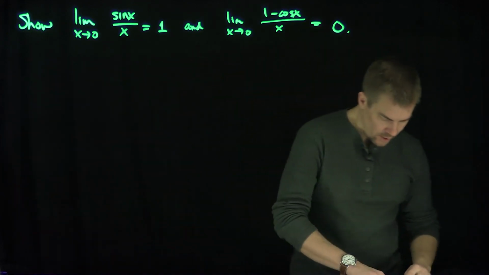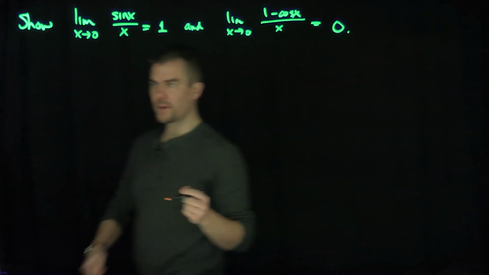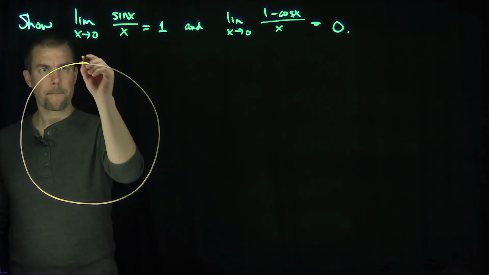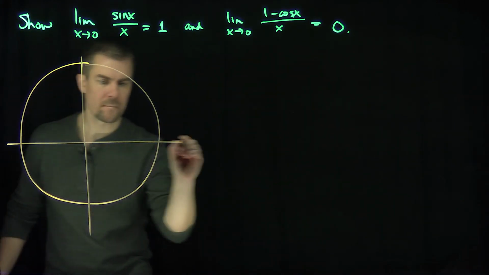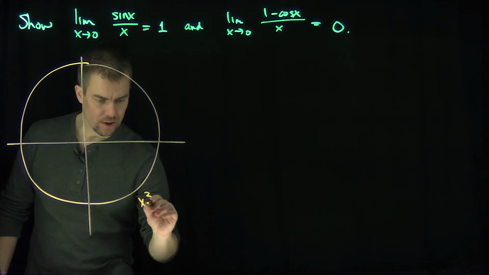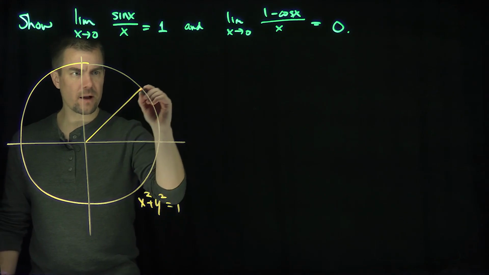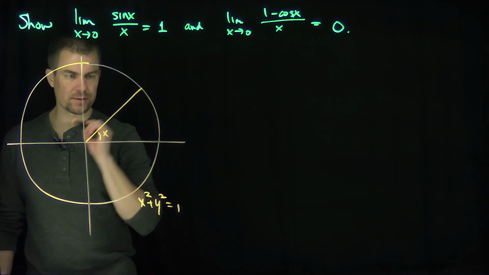So how do we do this? Let's draw our unit circle. It's important to realize this is an important geometric characterization. So here's our unit circle, x squared plus y squared is equal to 1. And I'm going to pick an angle over here, x, okay?